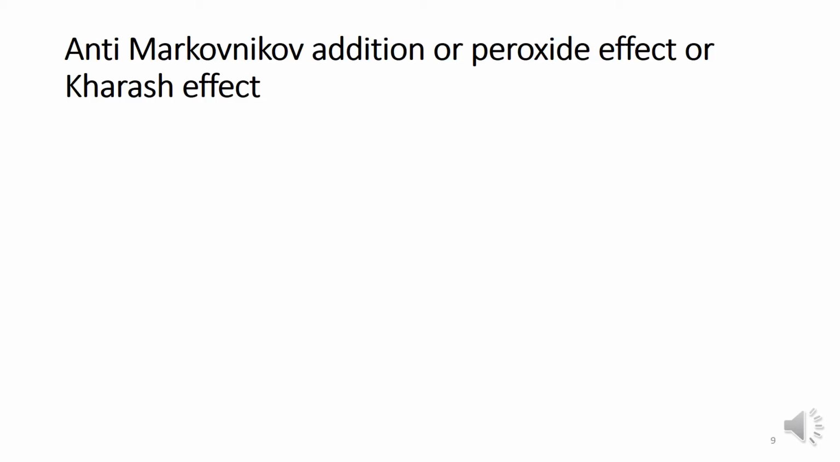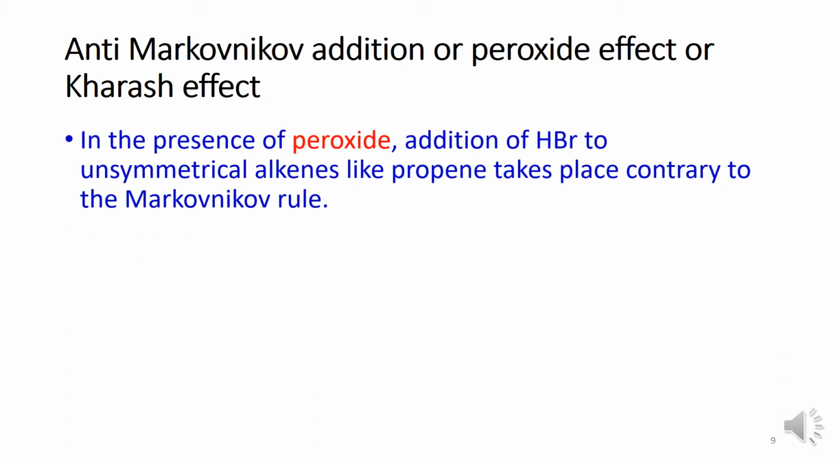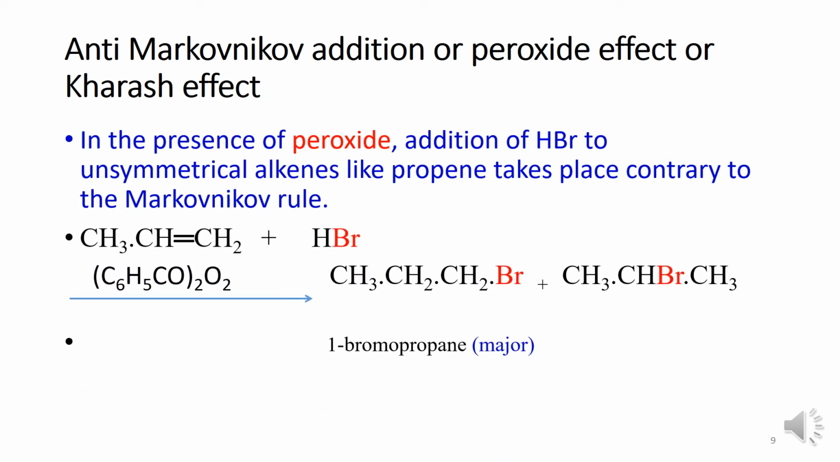Anti-Markovnikov addition or peroxide effect or Kharasch effect. In presence of peroxide, addition of HBr to unsymmetrical alkenes like propene takes place contrary to Markovnikov rule. For example, if propene is there and HBr is added to the compound in presence of benzoyl peroxide, we will get the major product where the bromo atom is attached to the carbon atom which has more number of hydrogens earlier, and this is the major product, and the other one, 2-bromopropane, would be the minor product.